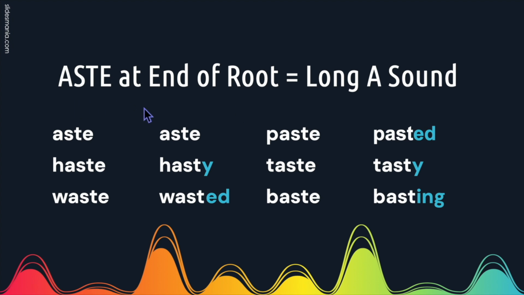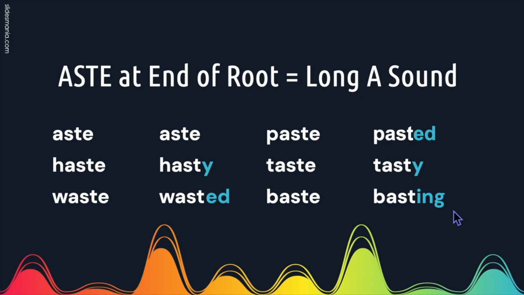ASTE at the end of a root word will have a long A sound. So this is ASTE. Paste. We can add a suffix to the end of the root word and it retains the long A sound. So we have pasted. Haste. Hasty. Remember that a Y at the end of a long word usually has a long E sound. Taste. Tasty. Waste. Wasted. Based.